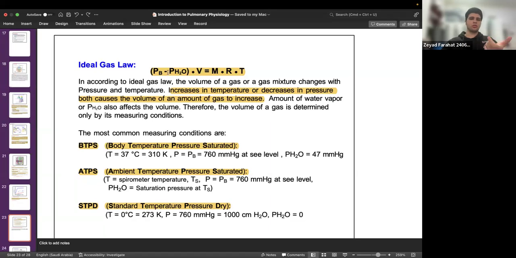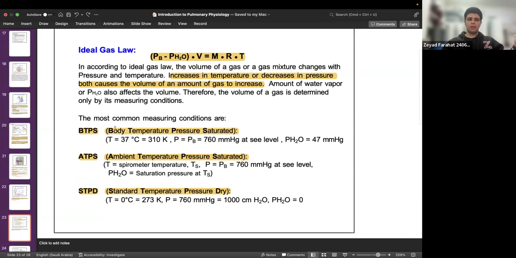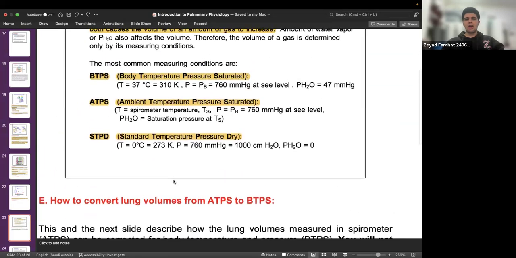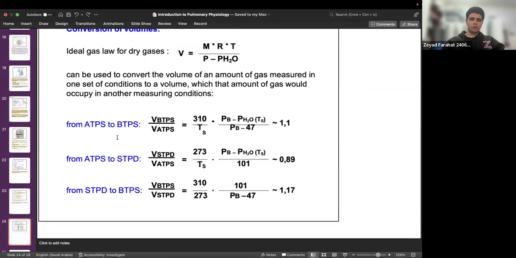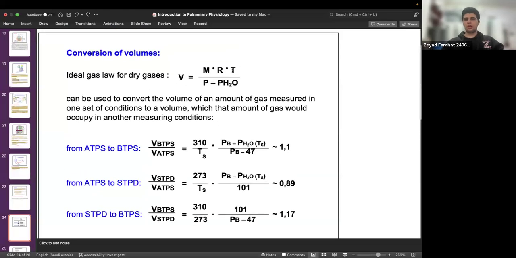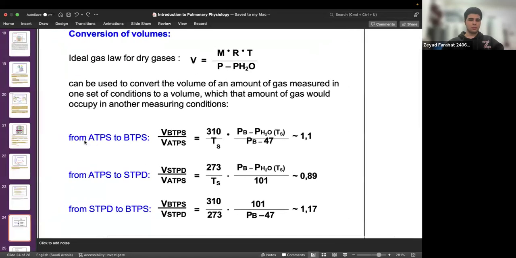The important thing is just subtracting the pressure of the water vapor, and then you have PV equals nRT. And the body temperature and pressure, and the ambient saturation conditions, these are not important. He even mentioned that he's not bringing them in the exam. However, we'll go to this here. You can memorize them as follows. So PV equals nRT, so if he ever asks about anything, you can find it out by dividing the two volumes. It's just mathematics.